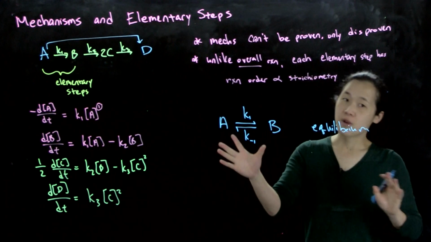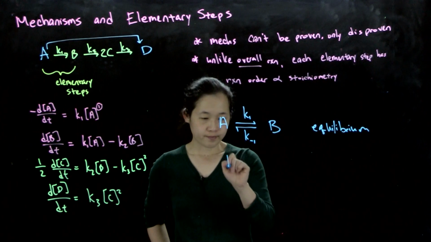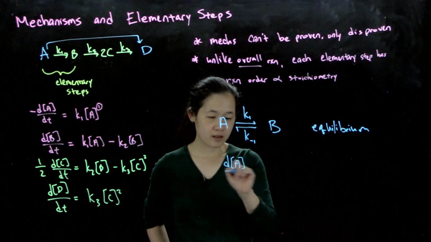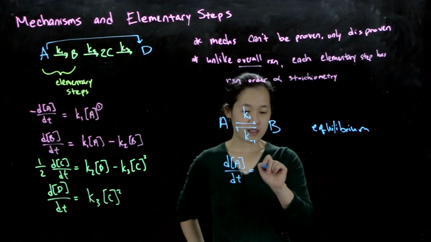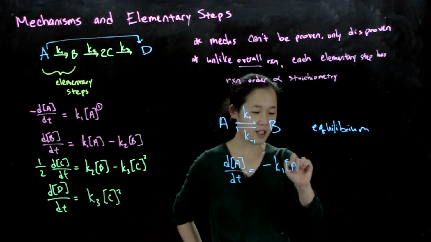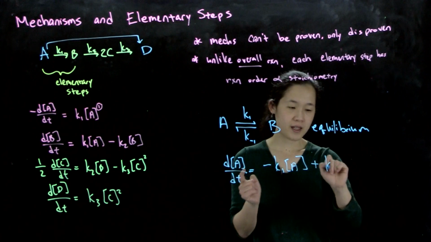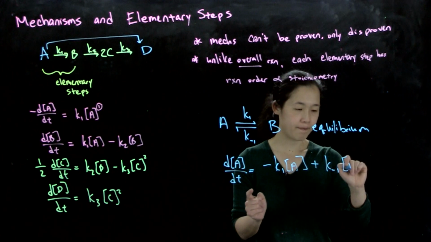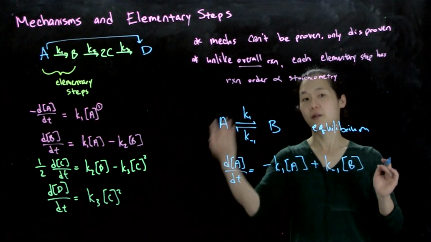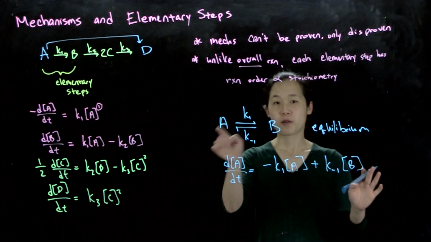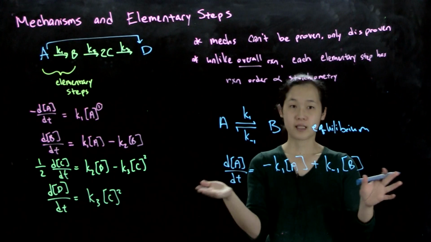So if this equilibrium is an elementary step, what we can say then is that dA/dt is going to be equal to the consumption of A, which is negative K1 of A, and then the formation of A is going to be plus K minus 1 of B. So this is the overall expression. There's a forward reaction and a backward reaction. And these are both elementary steps, if that's true. So this is our overall rate expression.